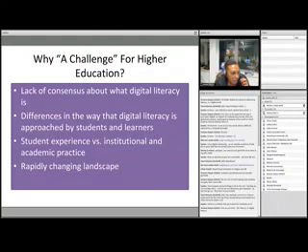Going back to our challenges, I just wonder how colleagues address the various challenges. How do we decide what digital literacy is? How do we cope with this rapidly changing landscape? And how do we deal with the tension sometimes between the student experience versus the institutional and academic practice?